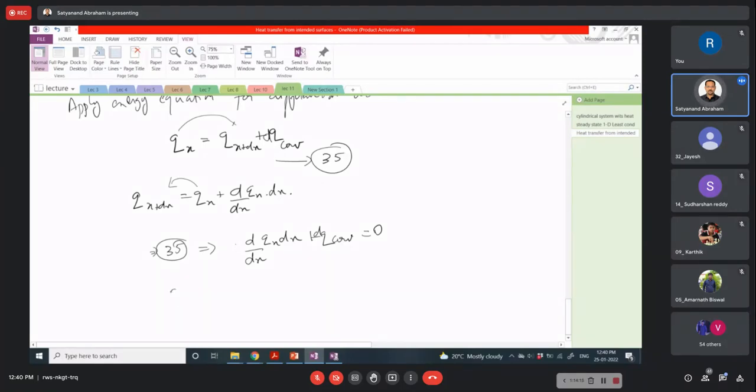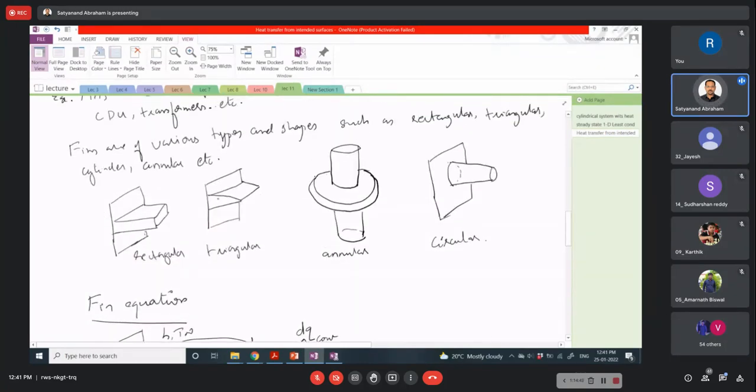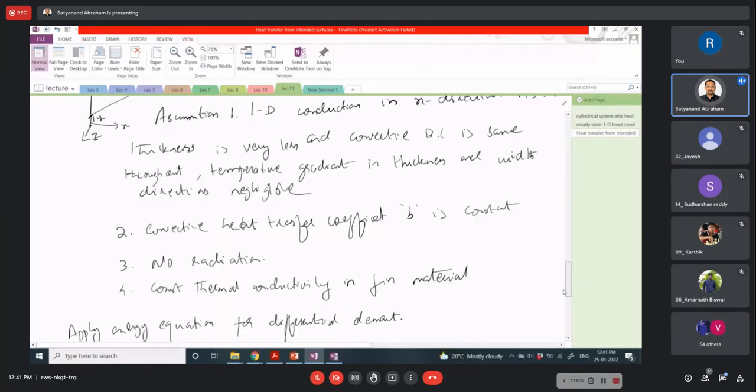But we know that Qx is equal to minus kAc dT by dx, where Ac is the cross-sectional area, which can be varying. Here we saw a constant cross-sectional area, but it can be used for a triangular or a circular one. Anything can be used.